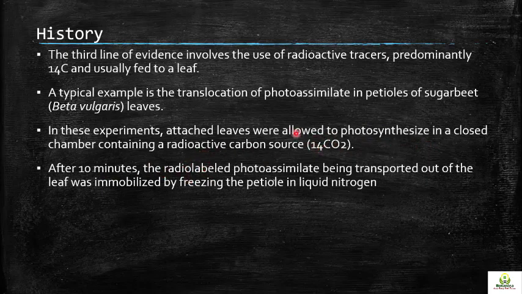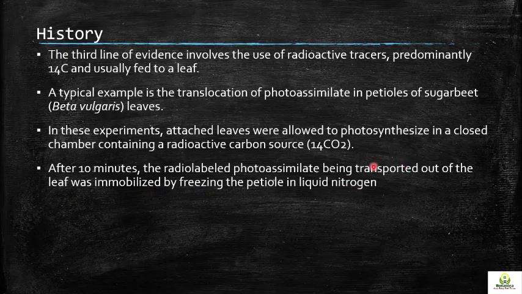So the radiolabeled carbon dioxide, the carbon photoassimilate, was being transported out of the leaf. After 10 minutes the plant was able to conduct the light reaction, and after the light reaction the carbon molecules were fixed, CO2 was fixed. Since there was only C14, they were the radiolabeled photoassimilates, formed by the Calvin cycle, also containing carbon 14. When they were formed, they were immediately transported out of the leaves and immobilized by freezing the petiole in liquid nitrogen.